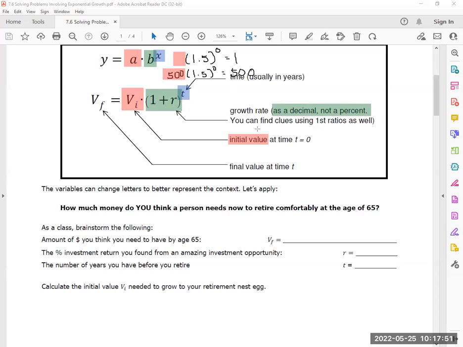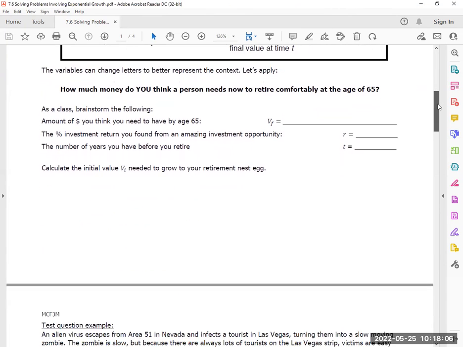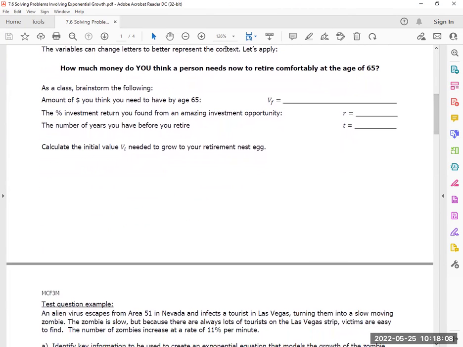Ready? So this might be gibberish to you. I want you to consider this equation. I'll write it out every single time when we do a question. Let's get it done. The variables can change letters to better represent the context. In this case, you will see me using VF and R and T, but you can always change it into different letters that make sense to you.